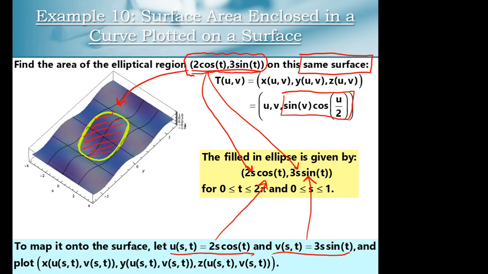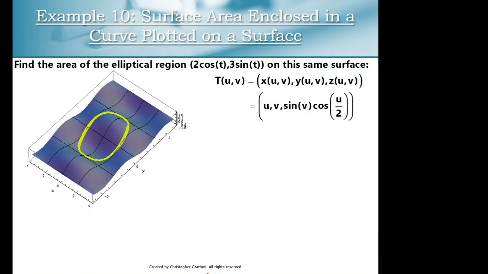Now it looks ugly, but it's not as bad as it necessarily looks. We have x of u of s,t, v of s,t, y of u of s,t, v of s,t, and z of u of s,t, v of s,t. It's just two changes of variables. The original change of variables for the parameterization for our surface, and the second change of variables for our parameterization for our ellipse, and we just plugged one into the other.